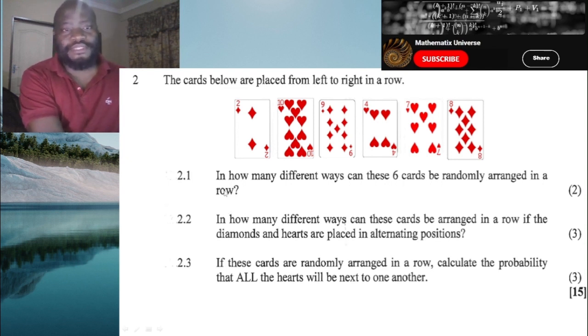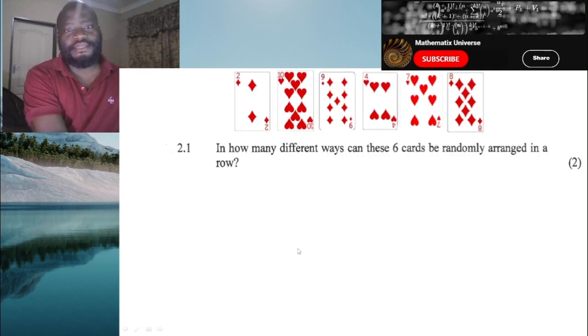Okay, so the first question says, in how many different ways can these cards be randomly arranged in a row? The second one says, how many different ways can these cards be arranged in a row if diamonds and hearts are placed in alternating positions? Then these cards are randomly arranged in a row. Calculate the probability that all the hearts will be next to each other. Interesting. Okay, let's see how to approach these ones.